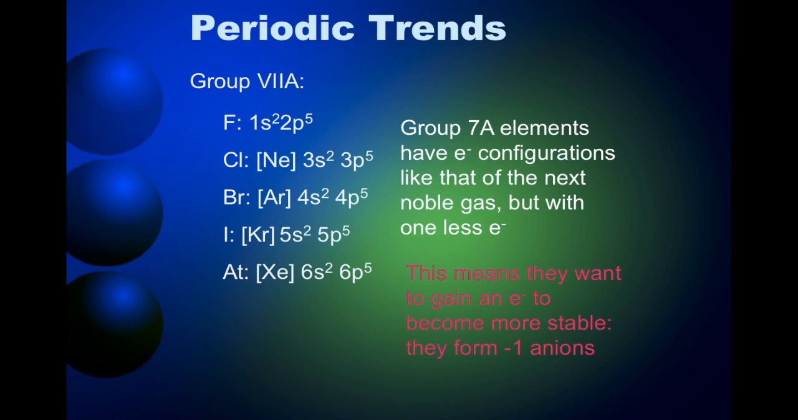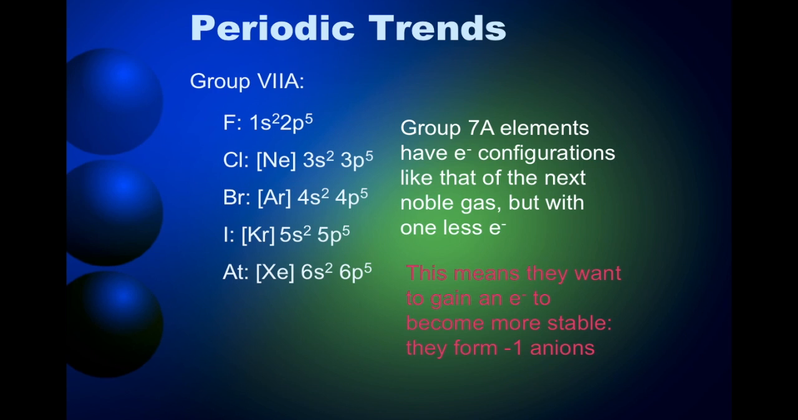All right, so now we're going to look at periodic trends for group 7A. Now these are the elements that are closest to the noble gas. So essentially they have one less electron than the nearest noble gas. So for example, fluorine is 1s2, 2s2, 2p5. 2p6 is a full shell, so it's one short.